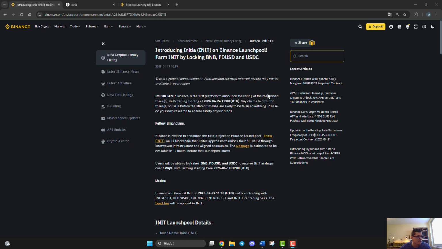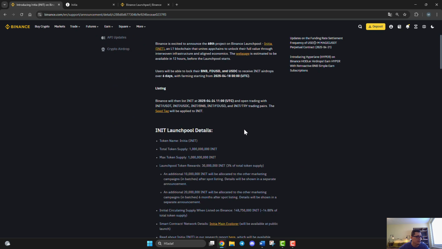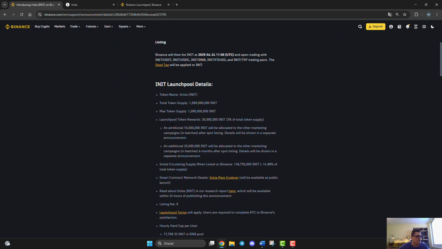So as you can see, this is the official announcement on Binance. By locking BNB tokens or stablecoins FDUSD and USDC, you can earn INIT tokens by staking for free, right? There is, of course, some basic information about the Launchpool itself. Here are the token details and supply distribution and so on.